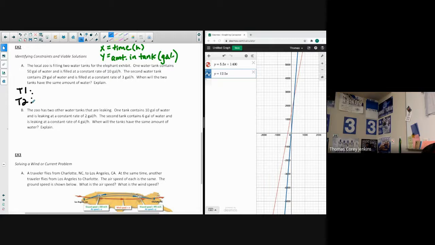Anyways, the rate here is going to be my slope, and the amount of water that's already in the tank is going to be my initial value, which is my y-intercept. So we're going to go y equals 10 times x plus 50. The wording on this problem is a little weird, but just to be clear, that's saying there are 50 gallons starting out, and we're filling at 10 gallons per hour. For the other one, our starting point is 29 gallons, and it's being filled at a rate of 3 gallons per hour.